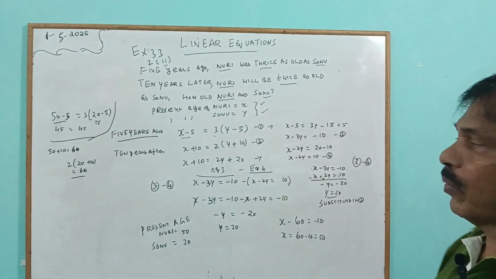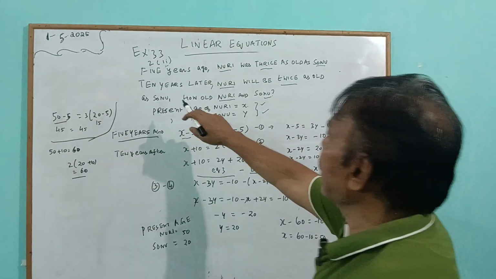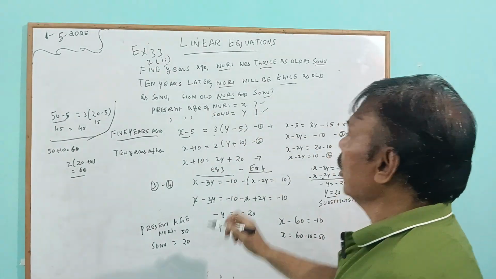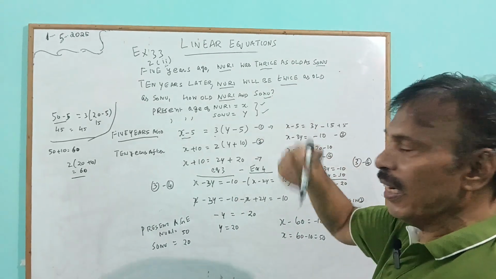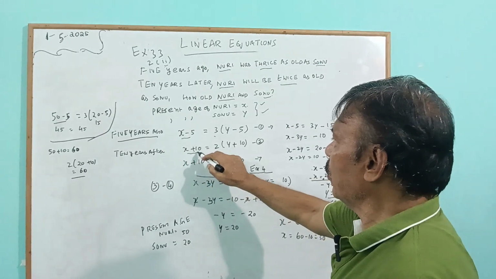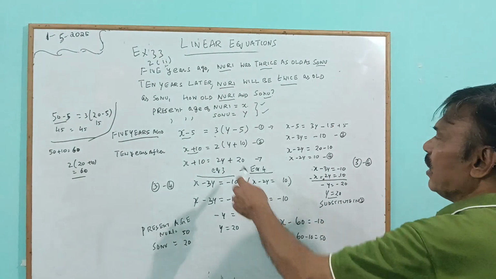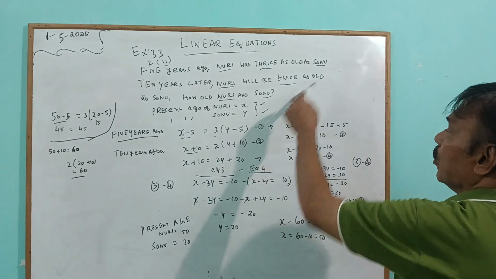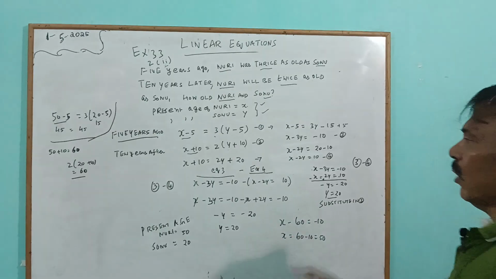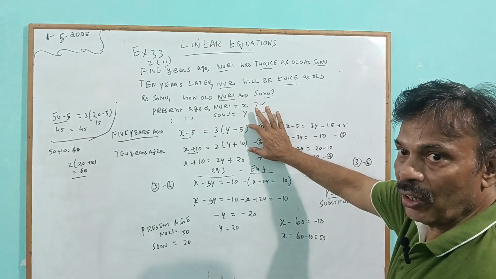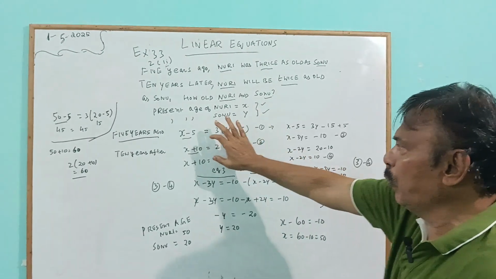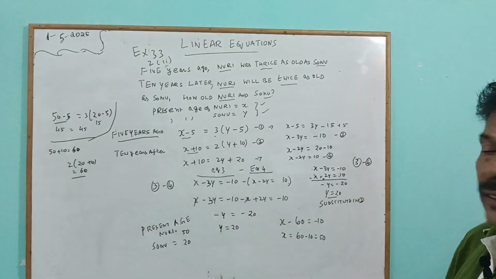You got the point. So next is, 10 years later, Noori will be twice as old as Sonu. So 10 years later means present age plus 10. So twice the age of Sonu, that is y plus 10, into twice. So this is the equation. This is very important. If you form this, from this you can solve it out.